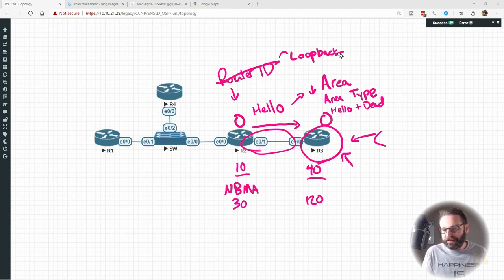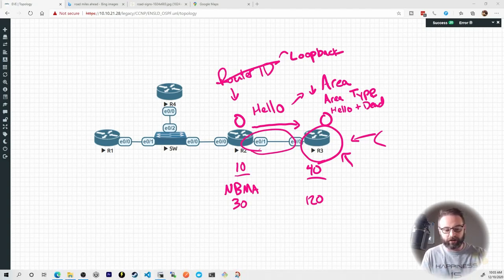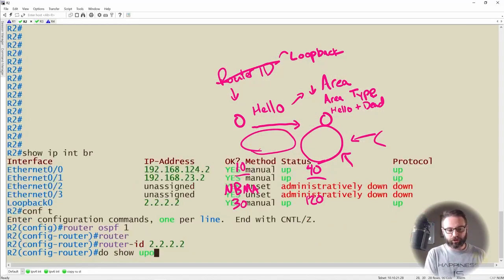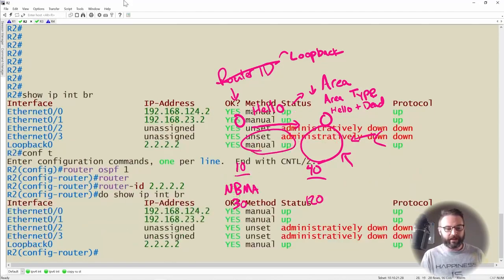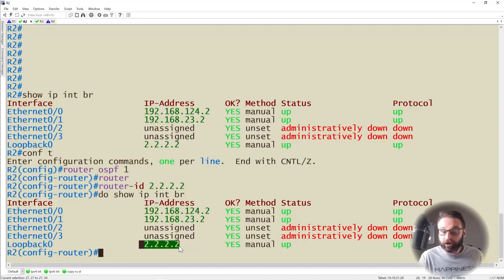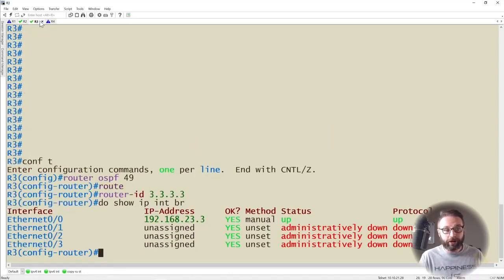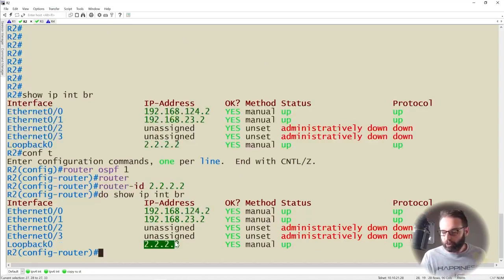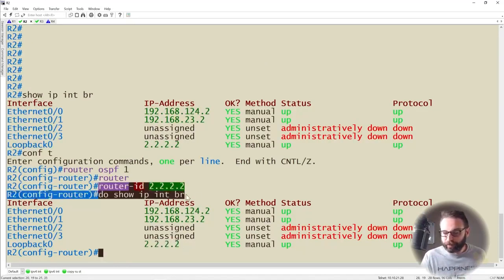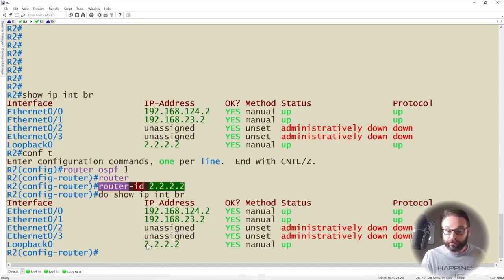Because if we assign a loopback address, say like I did right here on these devices, if I do show ip interface brief, and also clean up my screen just a little bit, we can see I've got a loopback address here of 2.2.2.2. If I look over here on router 3, I didn't assign a loopback address, but luckily I did assign a router ID, so I don't have to fall back on that loopback address. Again, why is it important? If I didn't explicitly set the router ID, it would fall back to this loopback address of 2.2.2.2.